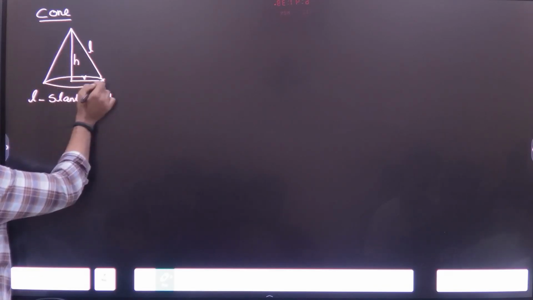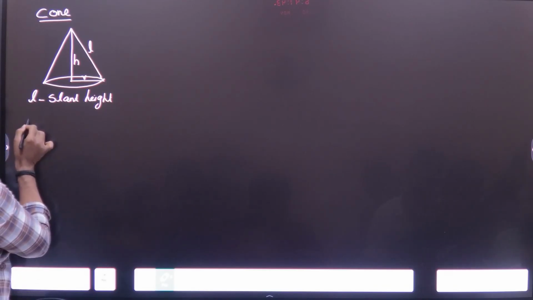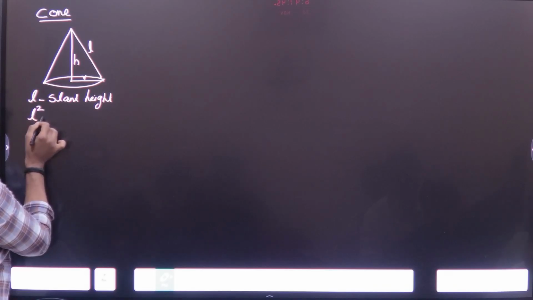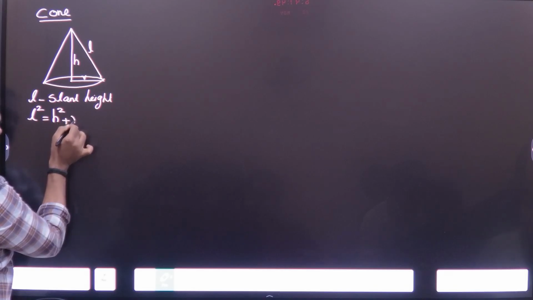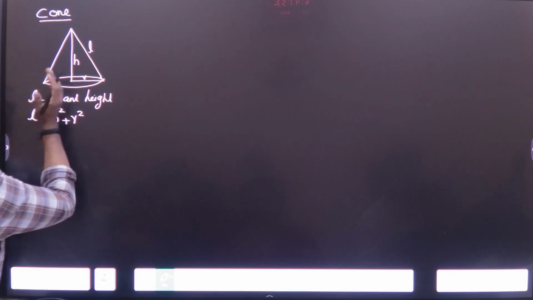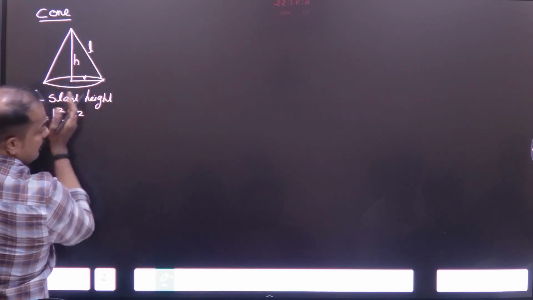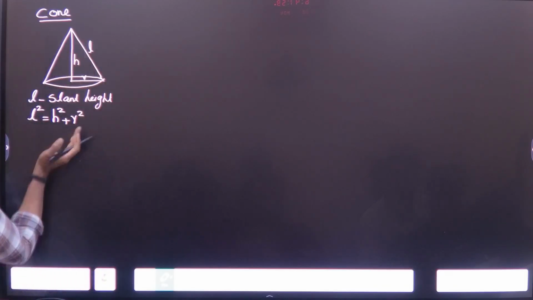What about the triangle? We can apply the Pythagoras theorem. So write down L square is equal to H square plus R square. Now find CSA. CSA means only this outer part, not including the base.